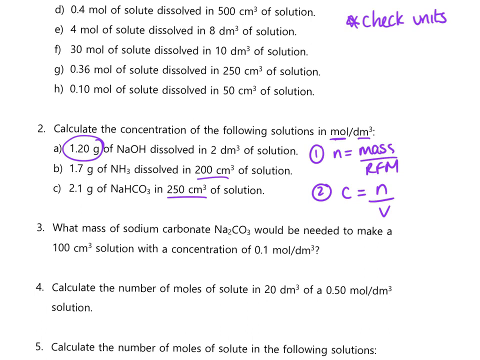Number 3 is doing a similar thing, but the other way around. And then question 4 and 5 are simply calculating the moles using N equals CV. So have a go at that now.